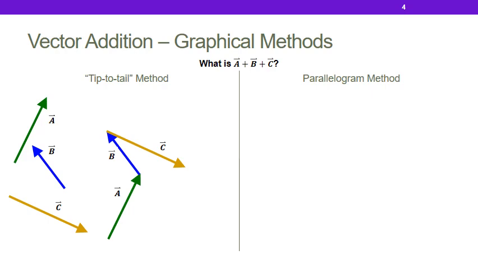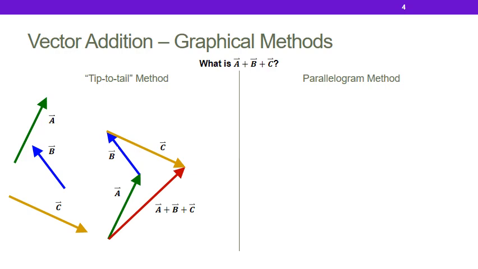And to find my result, to find the vector that is A plus B plus C, I have to go back to where I started. I started at the beginning of A, and I draw to the end of C. And that's my vector, A plus B plus C. So that red line, that red arrow, is my vector, A plus B plus C.